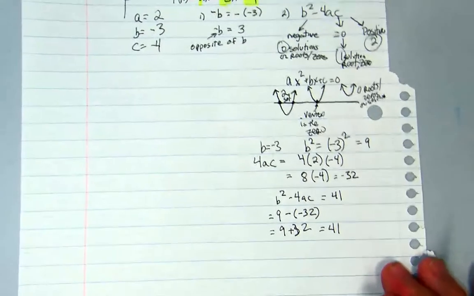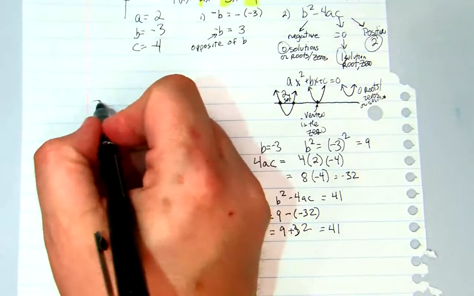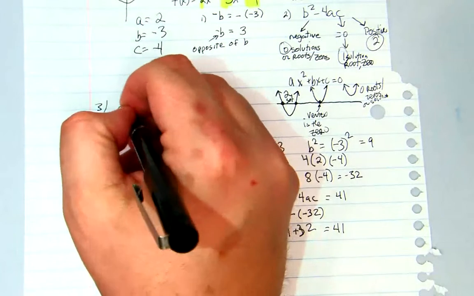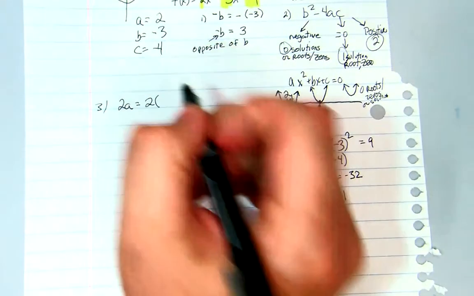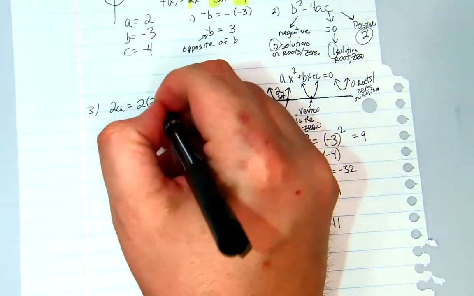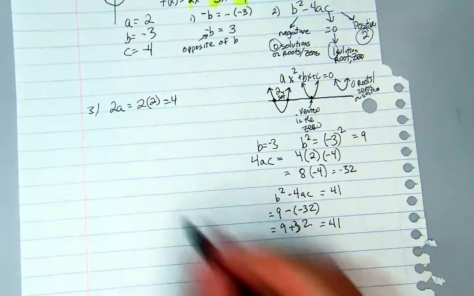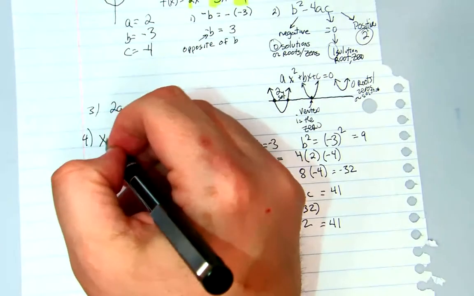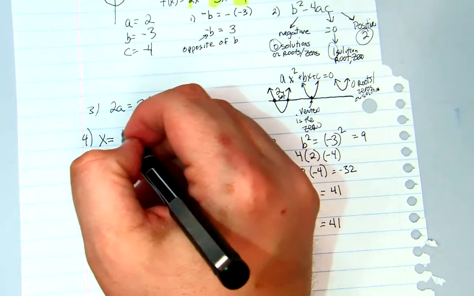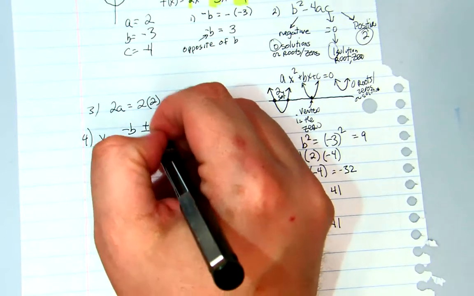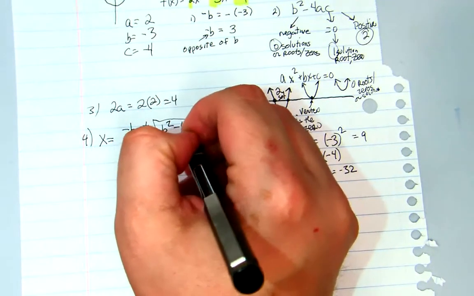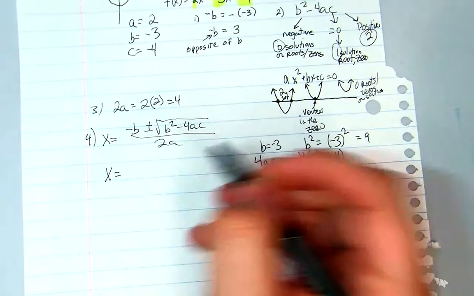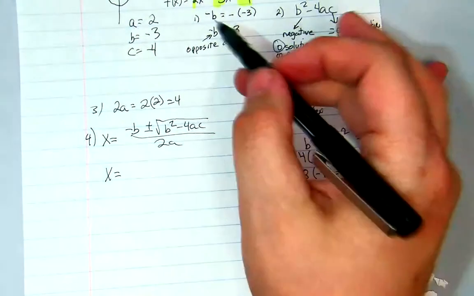And now, step 3, I'll put it over here to maximize the paper. We need 2a, which is 2 times my a value, which is 2, which is 4. Now, step 4 would be put it all together. X is equal to, again, negative b plus or minus the square root b squared minus 4ac all over 2a. So x is equal to negative b. That was from step 1.